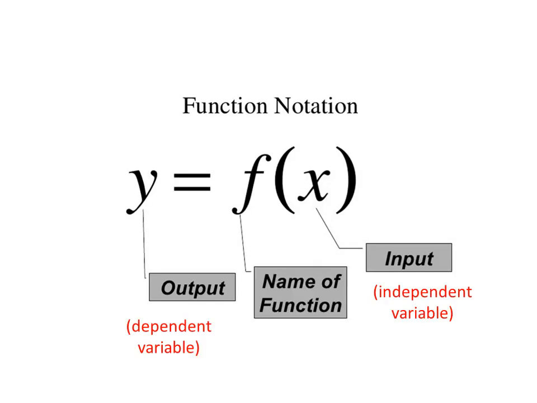Function notation. The notation y equals f of x defines a function named f. This is read as y is a function of x. The letter x represents the input value or independent variable, and the letter y or f of x represents the output value or dependent variable.